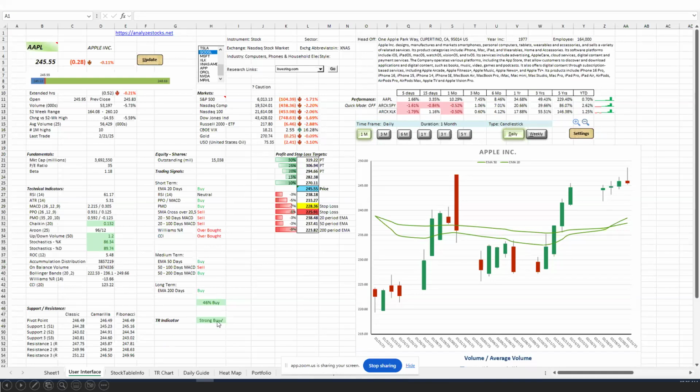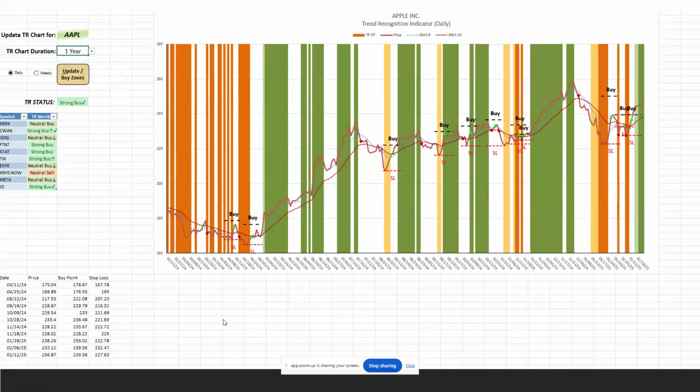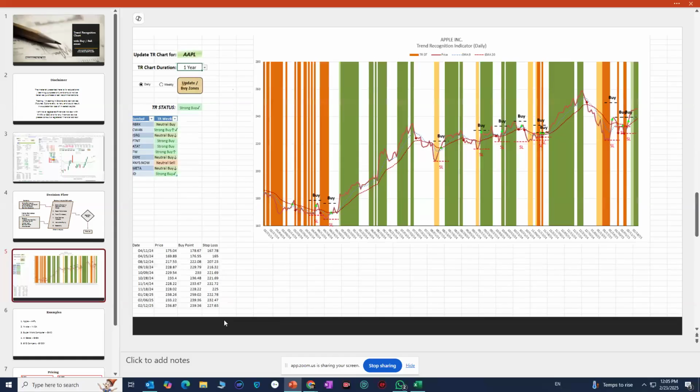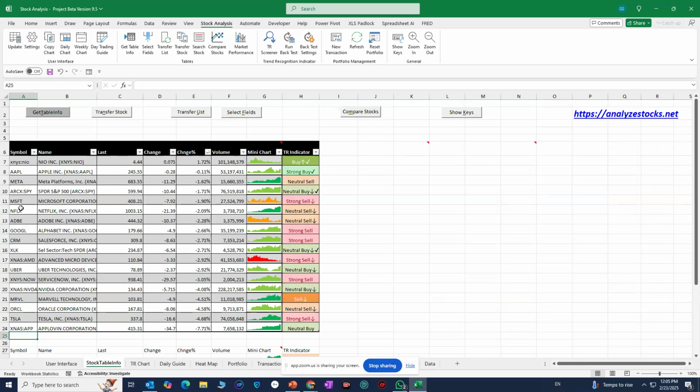Like you can go into one particular tab, and this is, for example, the trend recognition indicator, our own self-developed proprietary trend recognition indicator, and we will discuss what these zones mean and how we can identify buy and selling zones. In addition to this sheet, the software also allows you to see and compare different stocks in a tabular format. Choose the fields of your own choice and see a very quick mini chart of their performance and the status of our TR indicator.